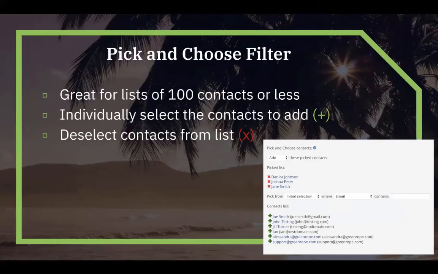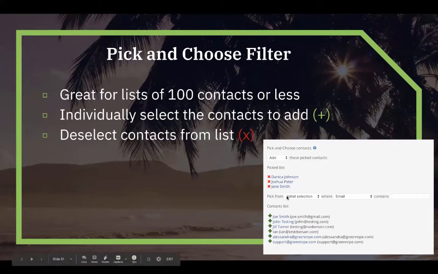Next, we have the pick and choose filter. This is really good if your lists are around 100 contacts or less, and if you usually want to individually select the contacts, you can go down the list. You'll check any of these green options, which will add the contact into the picked list above. Here you can add or remove contacts. If you want to deselect a contact, just click on the X icon and it'll get added to the list.